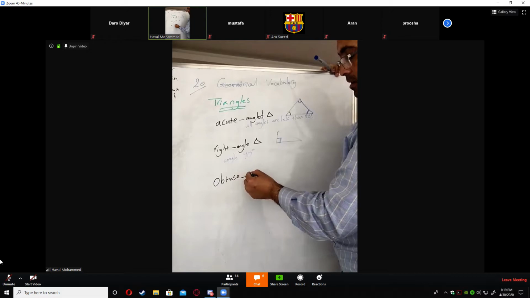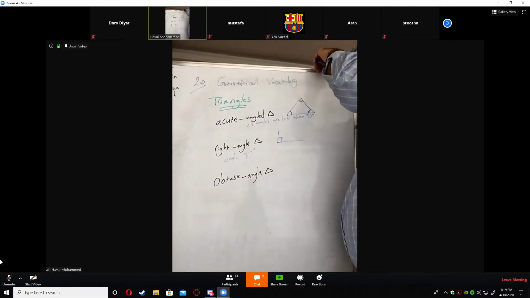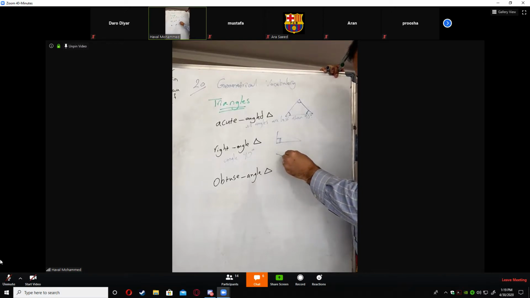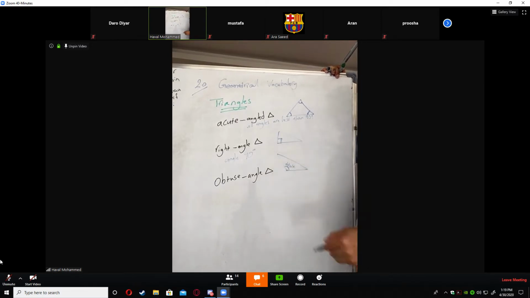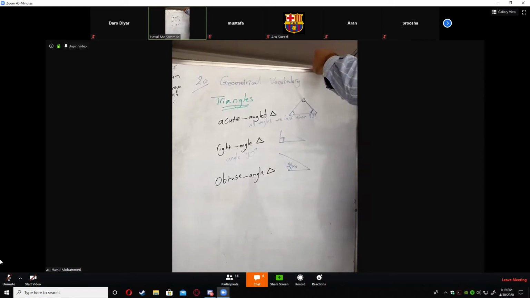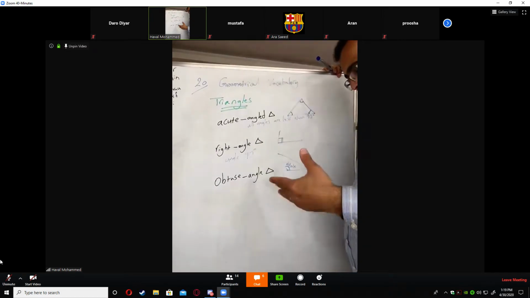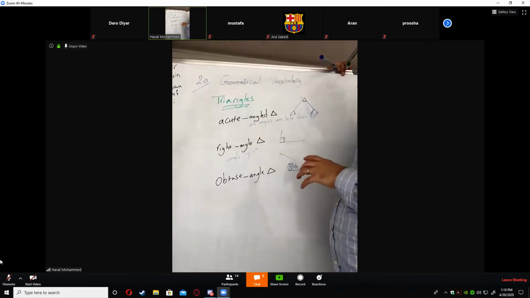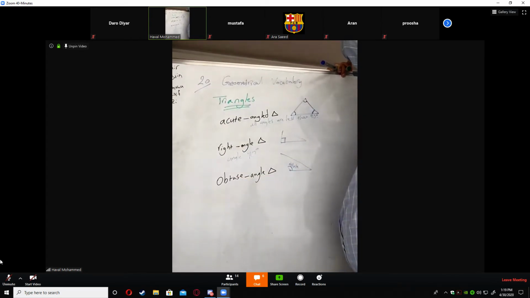Obtuse angle triangle. In this type of triangle, one of the angles is more than 90, so it will look like this. Then you see, this is an obtuse angle. That's why we call it an obtuse angle triangle. I think we studied this maybe in year 7, but in case you forgot, it's time to bring it back into your memory. You need to know the name and the property, because maybe we use this indirectly in chapter 21.